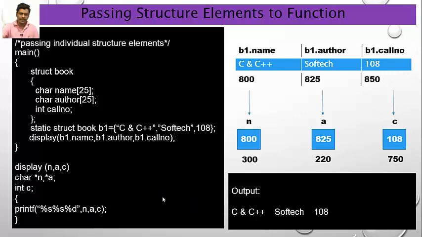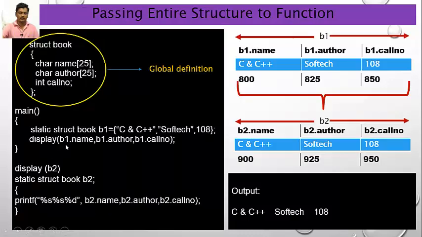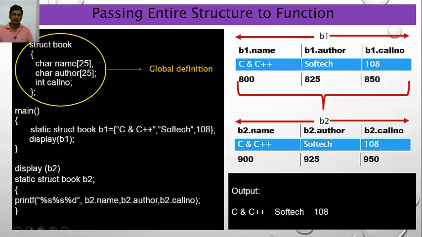So we can pass the elements of a structure to the function. Now, passing an entire structure to a function. Structure book: character name of 25, character author of 25, integer call number. This is a global definition. Here we define it before the main function. If we want to pass an entire structure to a function, we must define it as global. So we just define it before the main function.